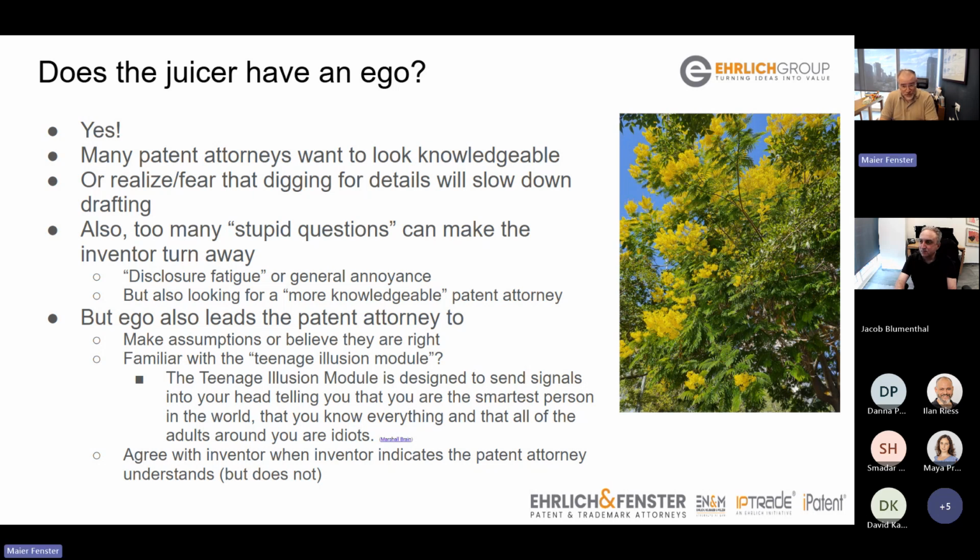So that's one type of problem. Another one is the patent attorney might actually believe that they understand the invention, or even just agree with the inventor when the inventor says that the patent attorney understands the invention. It's happened to me more than once. The inventor said, yes, Meir, you got it. But deep inside, I know that I didn't get it. So I ask again. It takes time to cultivate that.